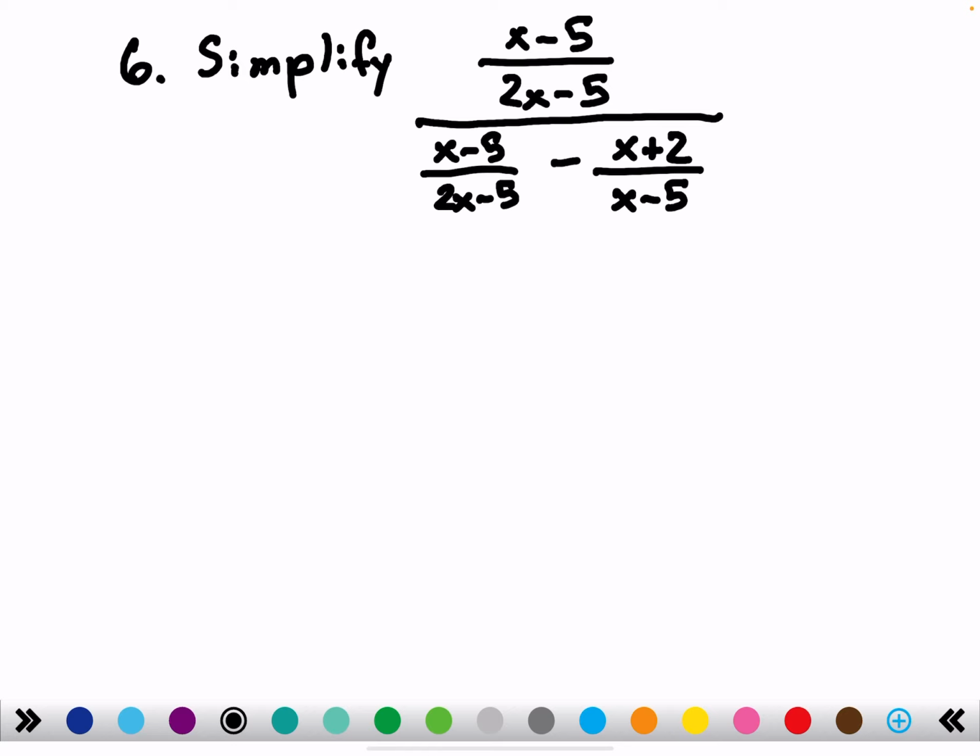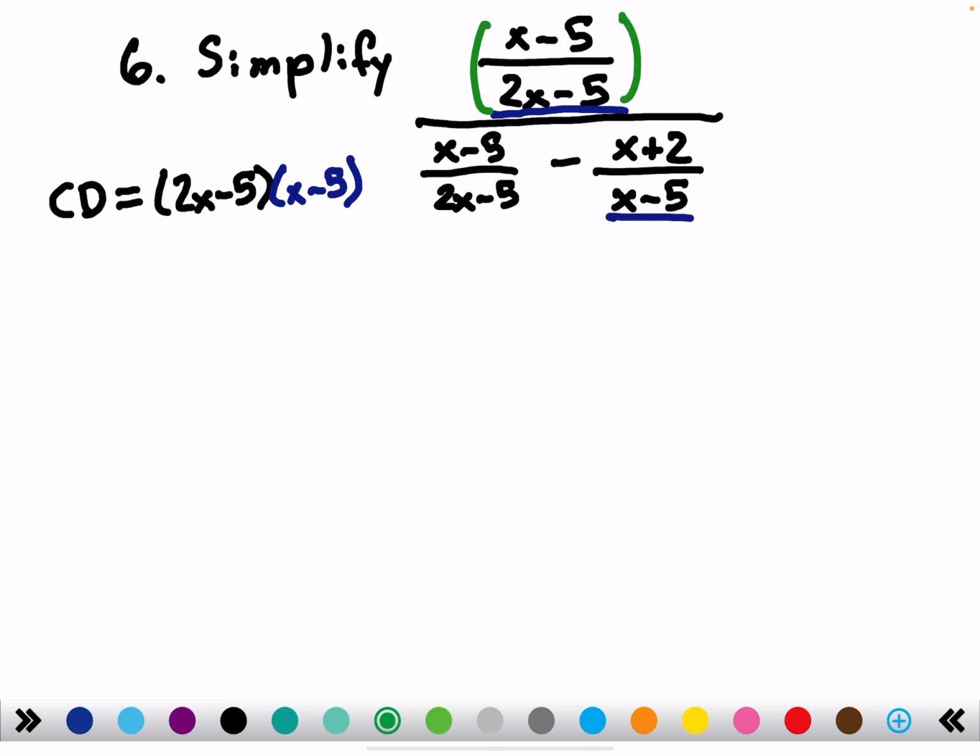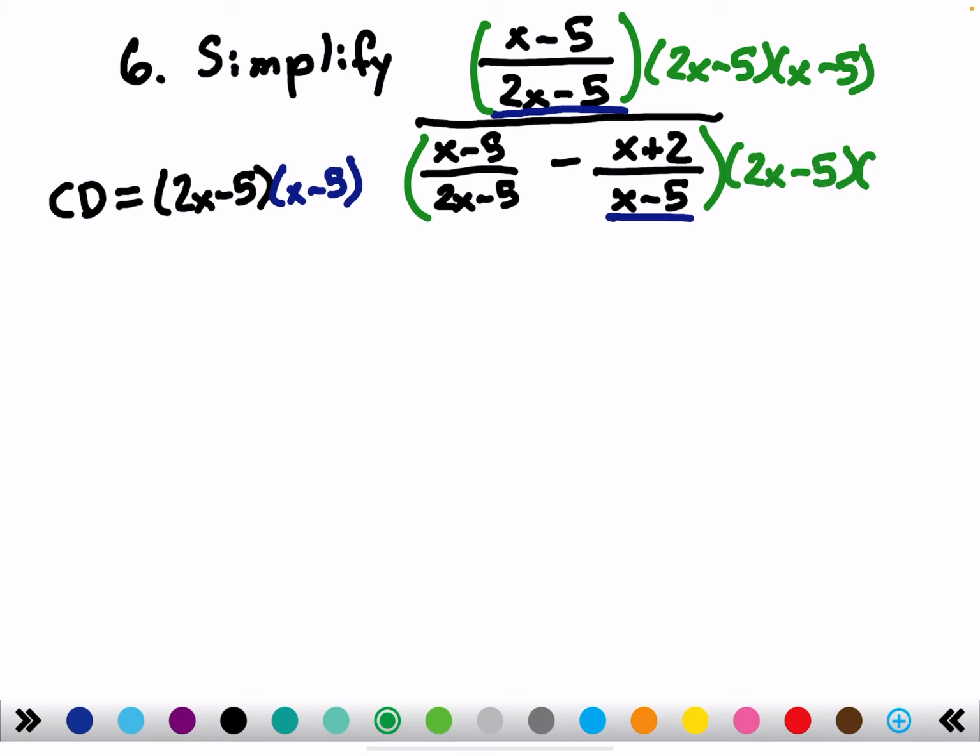Let's simplify this complex fraction. So what would our common denominator or CD be? What different expressions do you see in the denominator? 2x minus 5 and an x minus 5. So we multiply top and bottom by the CD. Multiply top and bottom by the CD. So we'll multiply both the numerator and the denominator times 2x minus 5 times x minus 5.